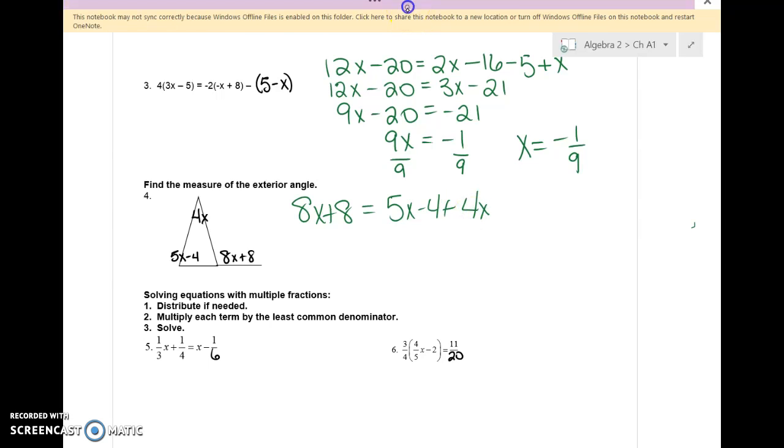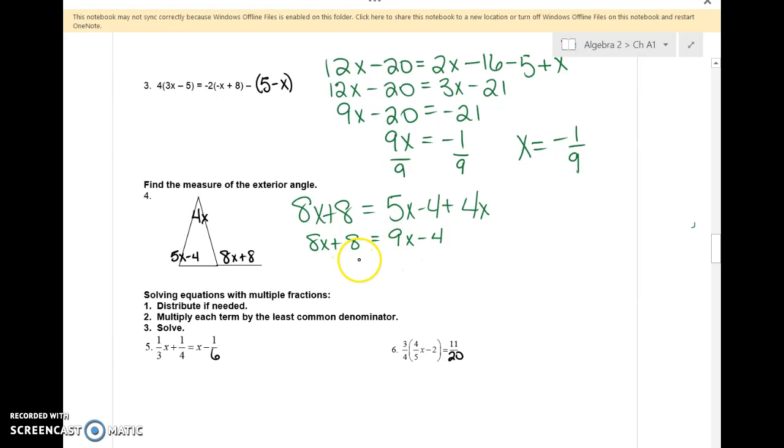Now, simplify, combine your like terms, and solve. Sorry, that plus was not very neat and tidy. Did you get x equals 12?